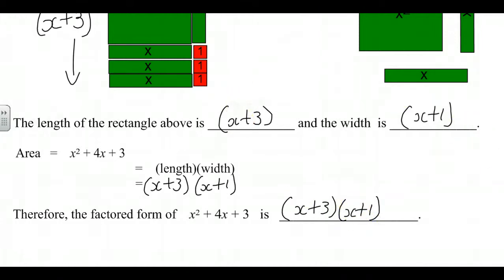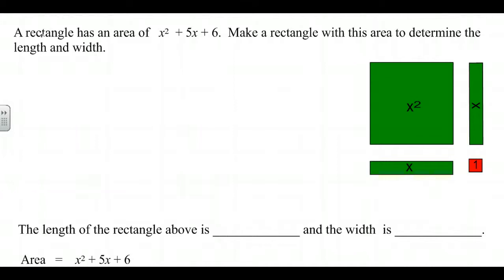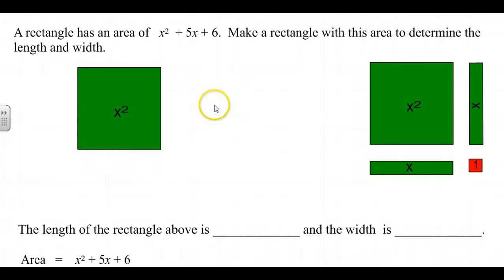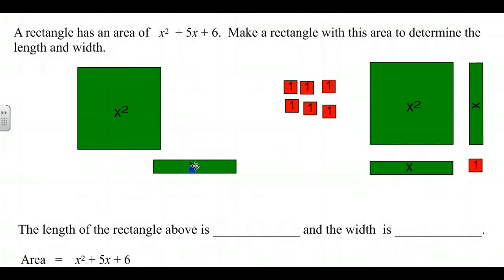Okay, let's do one more. A rectangle has an area of x squared plus 5x plus 6. Whoops. Control Z. I need a dragger, not a drawer. x squared. I need 5 x's and I need 6 1s. Let's just move the 6 1s out there so we sort of, I don't know what shape, but we do have to make a rectangle out of this. And so as I add my 5 x's, let's just try one down here.